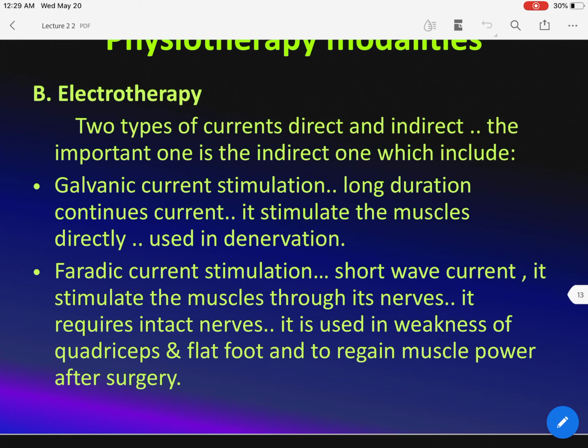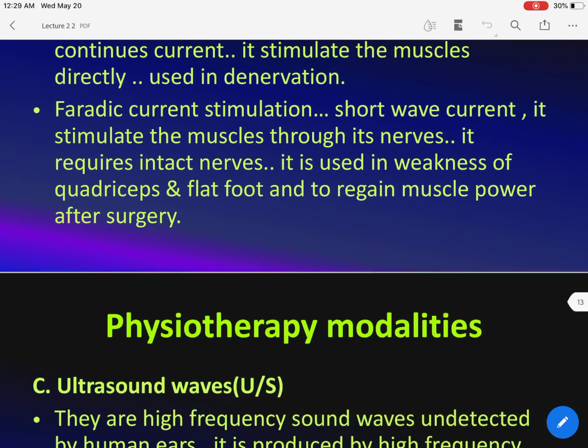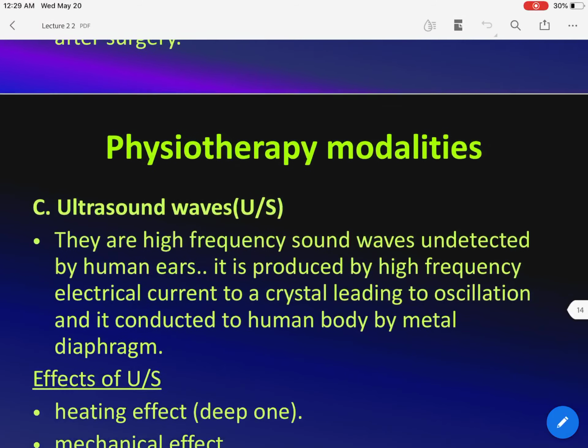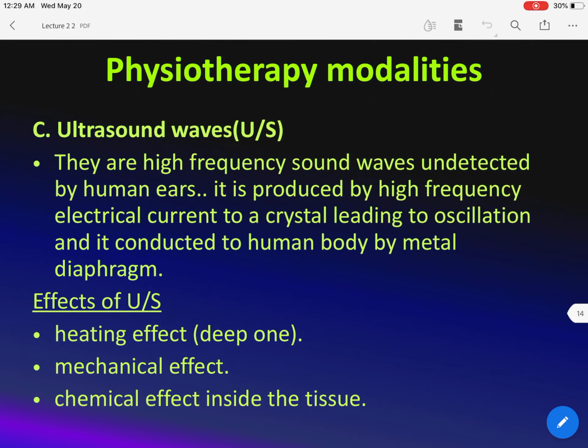The other type is Faraday current stimulation, a short wave current, short and sharp, which stimulates the muscles through its nerves, not denervation. Galvanic is for denervation; Faraday requires intact nerves. It is used in weakness of quadriceps, flat foot, and to regain muscle power after surgery. It is very important to know the difference between galvanic and Faraday.